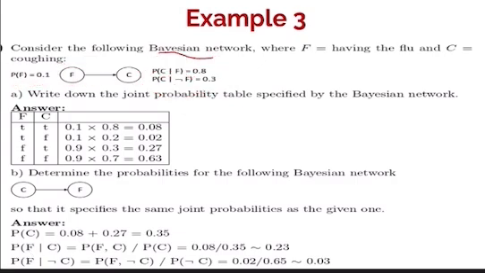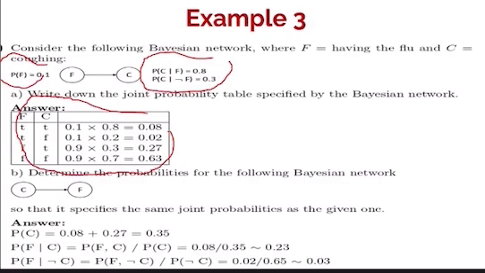Can you see what they give you here? The probability of coughing, given that I have a flu, is 0.8. The probability of coughing, given that I do not have a flu, is 0.3. And the probability of having a flu is given to be 0.1. The question now says, write down the joint probability table specified by the Bayesian network. Like I said, I've provided a video where I explain all this extensively.